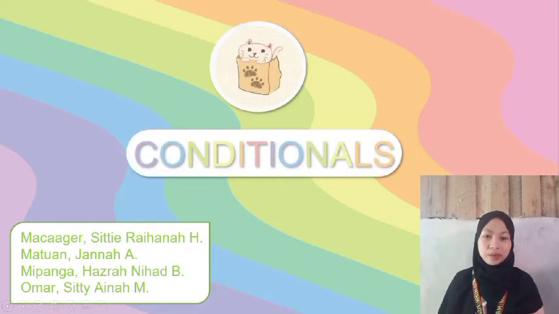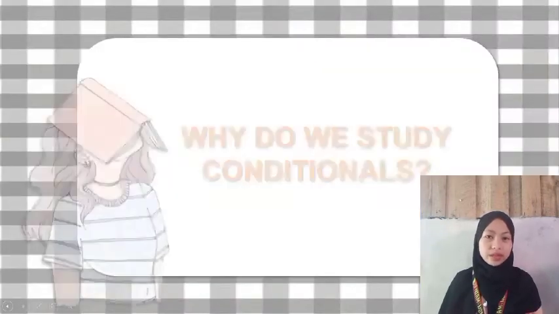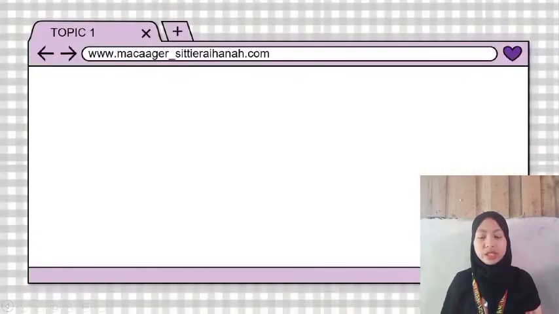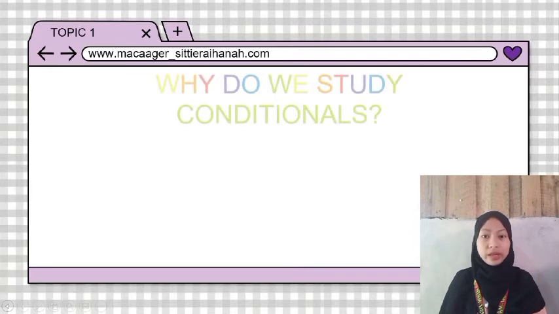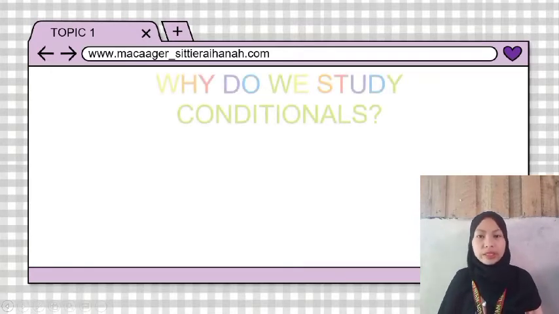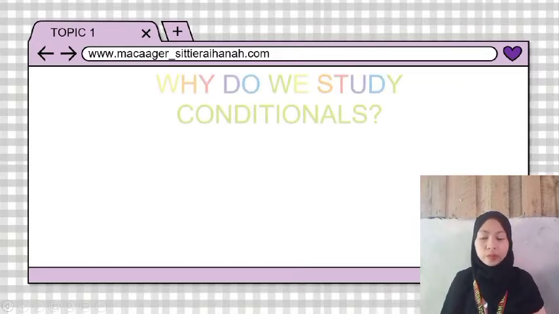In this day, we will be discussing conditionals, which is unit 6 in the book. However, before we proceed to the main discussion, I want you to know the background of why we have to study conditionals. Specifically, conditionals are extremely important to the English language to help us express things that may happen in the present and in the future.